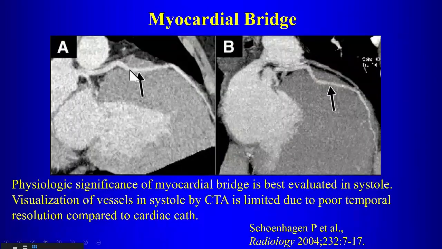With bridging, although we can diagnose bridging with CT, remember that narrowing of the vessel tends to occur in systole, and unless you've done retrospective gated CT, which we tend not to do, you're not going to have that information to be able to see if the vessel is significantly narrowed during systole, even when you're looking at myocardial bridges with CT.